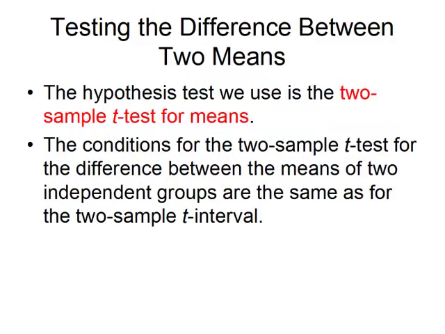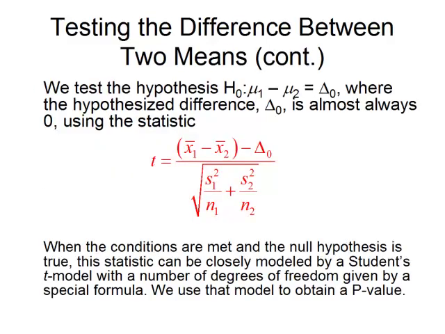The hypothesis test we use is the two-sample t-test for means. The conditions for the two-sample t-test for the difference between the means of two independent groups are the same as for the two-sample t-interval. We test the hypothesis mu sub 1 minus mu sub 2 equals delta sub 0, where the hypothesized difference delta sub 0 is almost always 0.